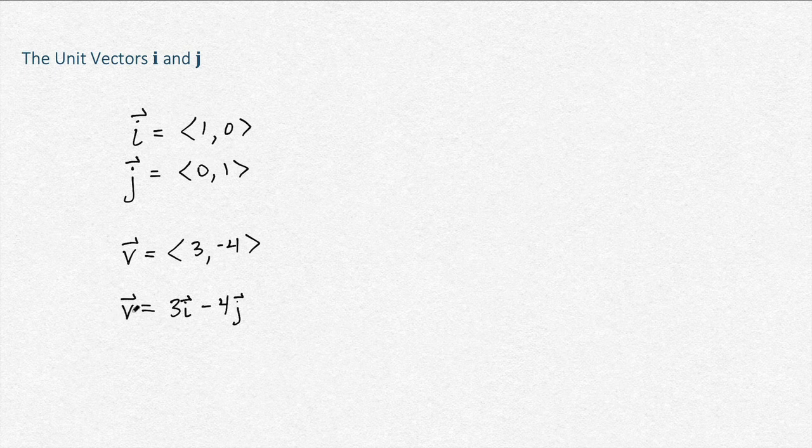And so we can take any vector and write it as what we call a linear combination of these unit vectors i and j.